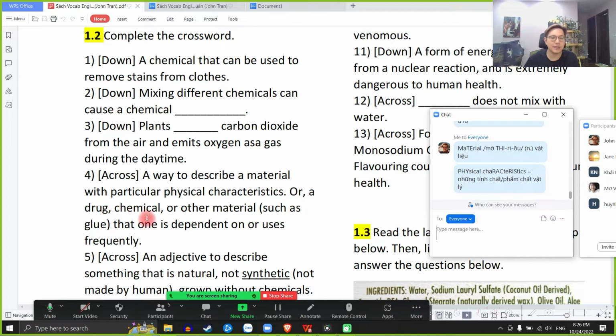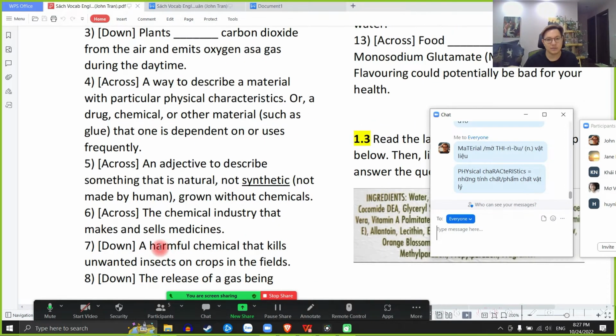Or a drug or chemical or other material such as glue that one is dependent on or uses frequently. Hoặc là một cái thuốc nào đó, một cái hóa chất hoặc một cái vật liệu khác, ví dụ như là keo dán chẳng hạn, mà một người thì phụ thuộc vào nó hoặc là sử dụng nó thường xuyên. Nó chính là một cái chất nào đó. Okay, number 4.